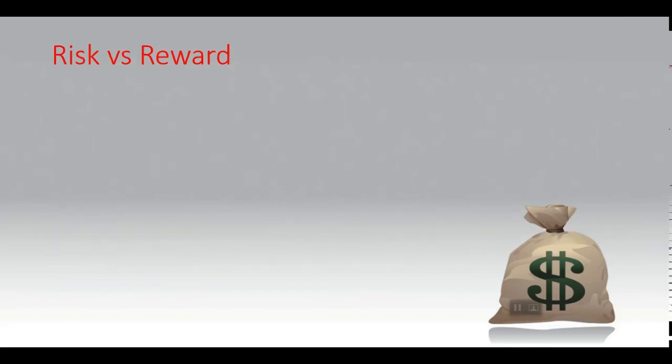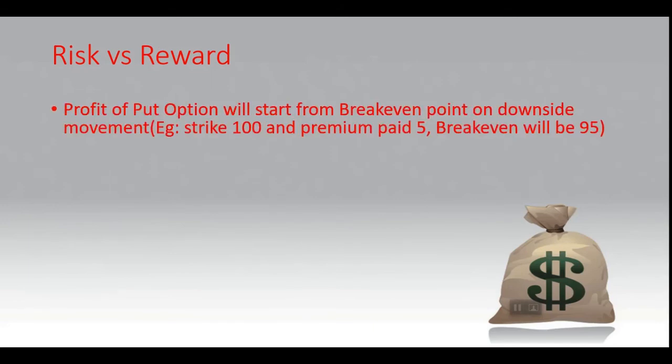So here we're going to have a look at risk versus reward. So the profit of a put option will start from the break even point on downside movement. For example, if the strike is 100, you bought the 100 strike price with the premium of 5. Okay, so then your break even will be rupees 95. So to get the profit from that put option at the time of expiry, the stock should trade below 95.